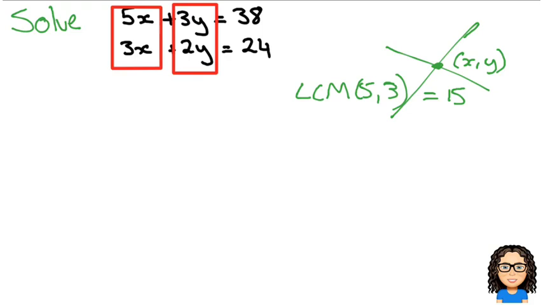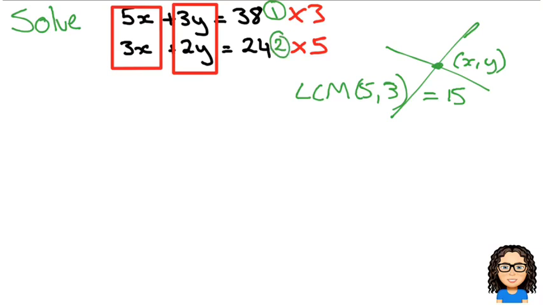So that's what I want to do. That tells me I want to multiply equation number 1 by 3 to make that 5x into 15x. And I want to multiply equation number 2 by 5 in order to again make the 3x into 15x. So that's what I'm trying to do. So that's my next step. So equation number 1 and equation number 2.